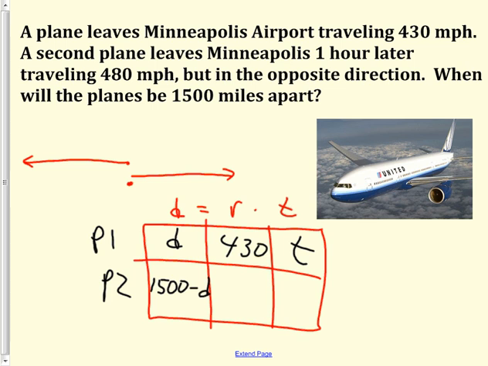That way when you add them together, the total will be 1,500. The rate of this plane, thankfully they tell me that, 480. And then the time. I don't know how long it was, but if I put T in there, I'll be saying that they went the same amount of time, and they didn't. You got it, T minus 1. Because he went 1 hour later, so he traveled in the plane for 1 hour less.